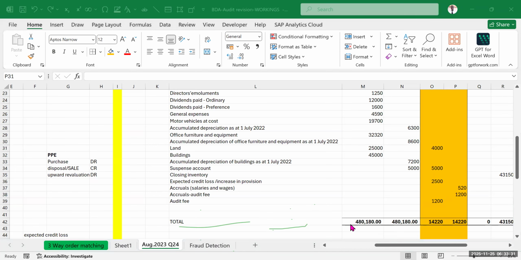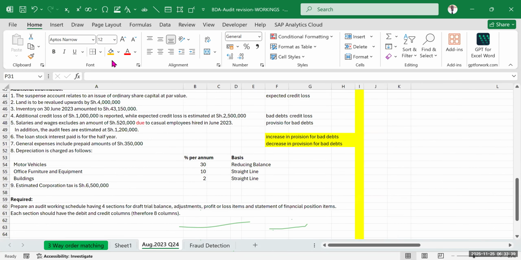Now, we are talking about this note number, was it note 6? Well, let me go and check again. Note 6. Loan stock interest paid is for half year. What treatment? It is for half year. Credit 200. Win is saying debit interest and credit accruals. Okay. Debit loan stock with 400, accruals with 400. Okay. Thank you, Steve. This is what I was looking for.